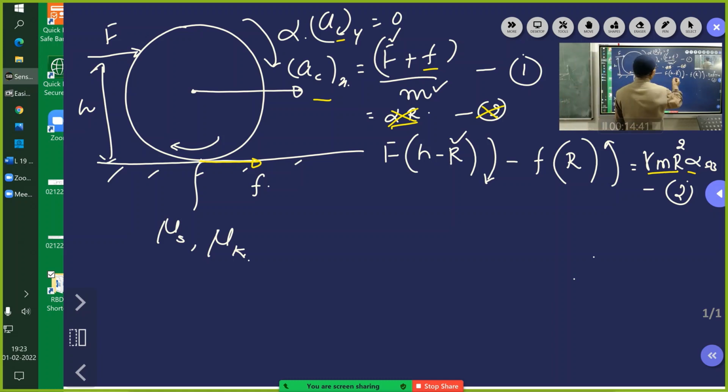So from these two equations, from equation number 1, we can get F plus f is equal to M into a_C.